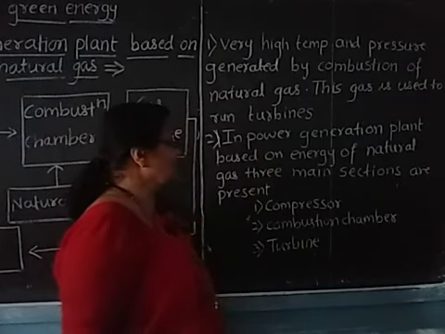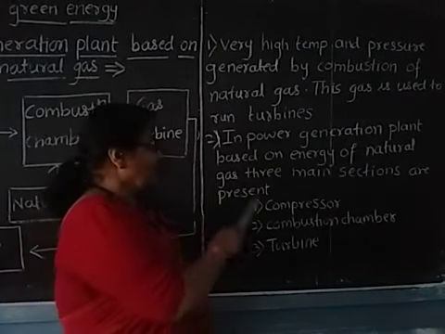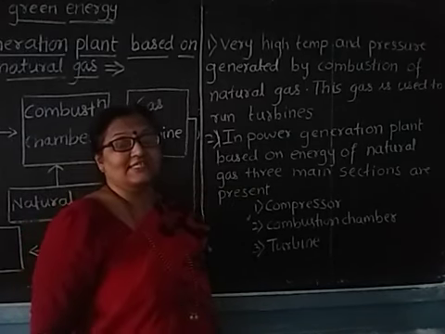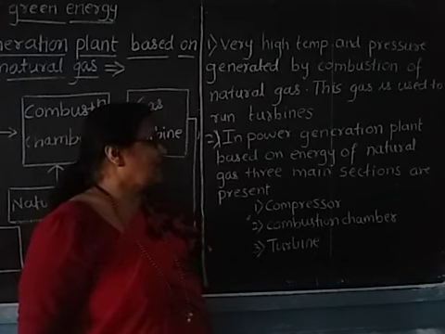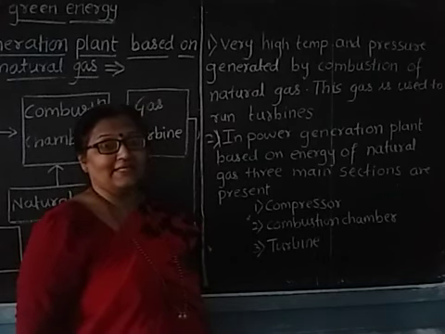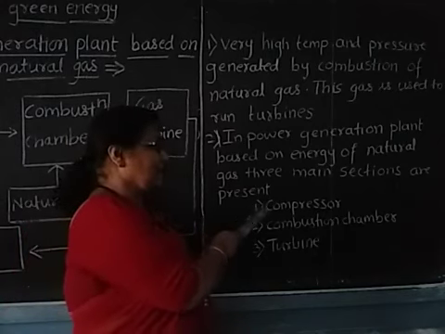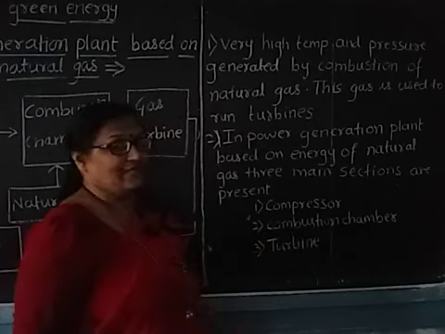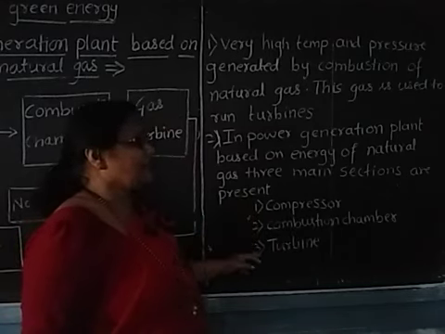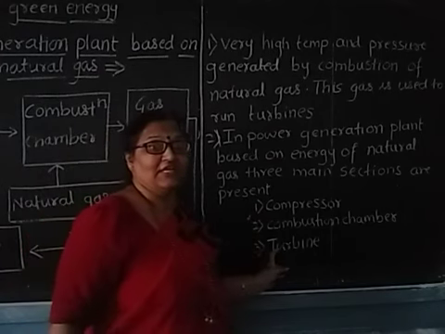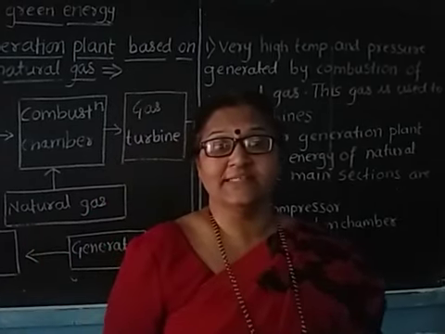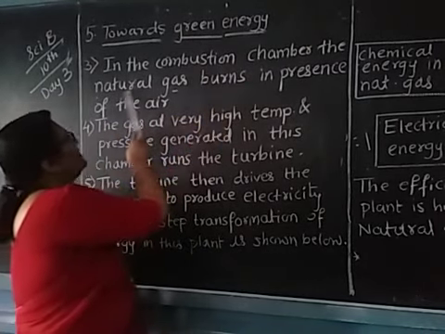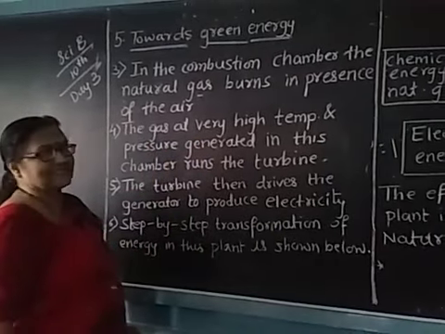In a power generation plant based on the energy of natural gas, there are three main sections. They are nothing but the compressor, the combustion chamber, and the turbine. These three parts, or these three sections, are very important. The next point is, the third point is, in the combustion chamber the natural gas burns in the presence of air.